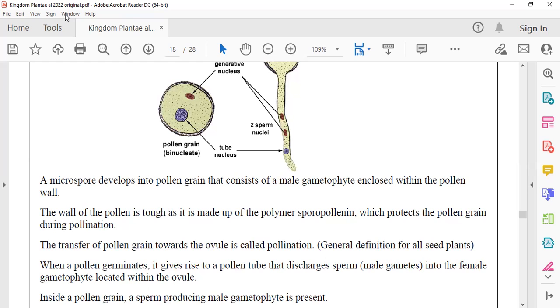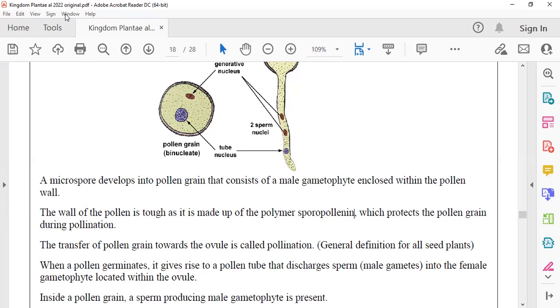Cycus, sir. Cycus. If you define pollination with respect to flowering plant, how will you define? Transfer of pollen grains to a mature stigma of a flower in the same species. Understood? Right. So now if they ask pollination in cycus, we have to write the pollination in cycus, correct?